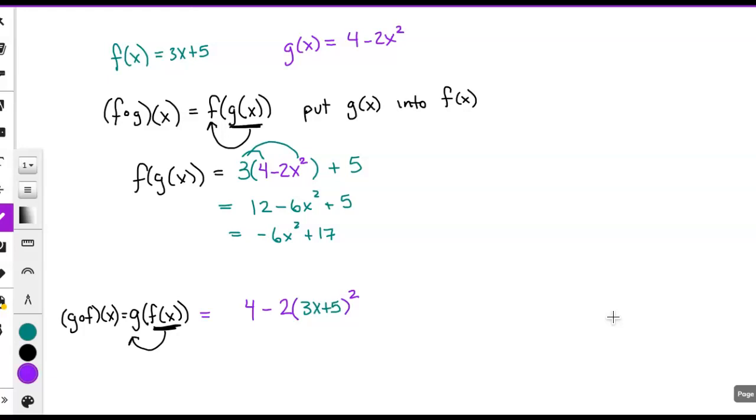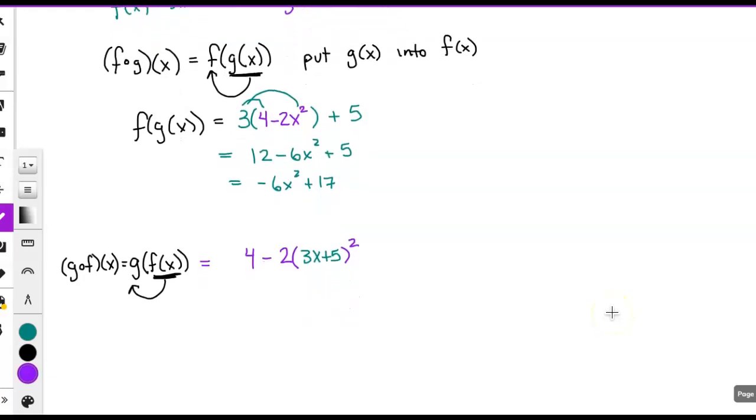Now this is a little bit more complicated algebraically because you have to FOIL. So this 3x plus 5 squared, you would have to FOIL that out. So you could go off to the side and do it if you want. It's up to you. Or if you can FOIL in your head, that's great. So this would be 9x squared plus 15x plus 15x plus 25. And then if you combine like terms, you get 9x squared plus 30x plus 25.